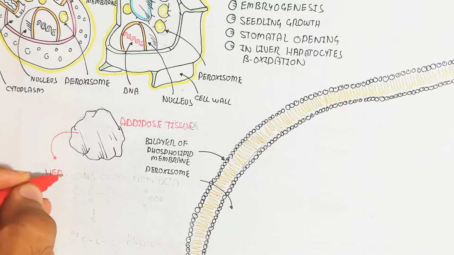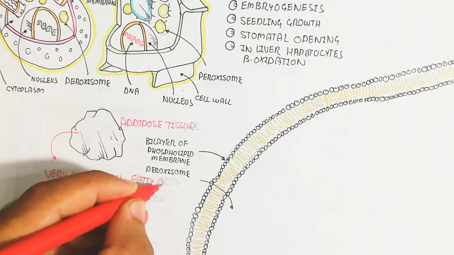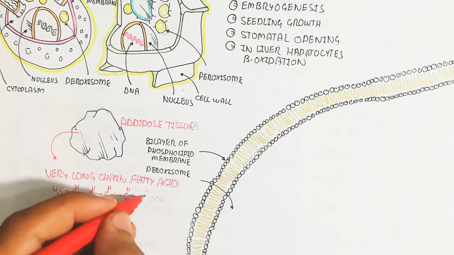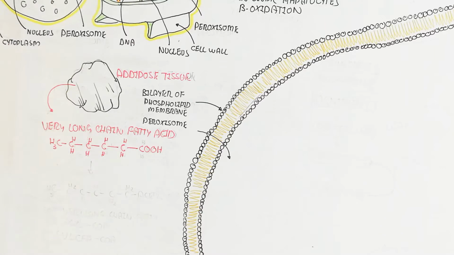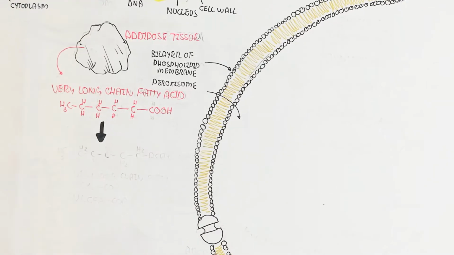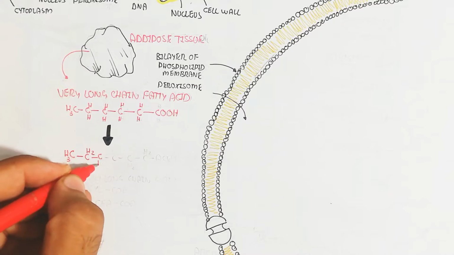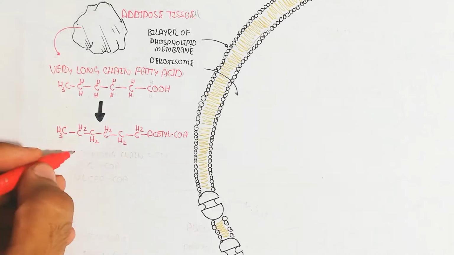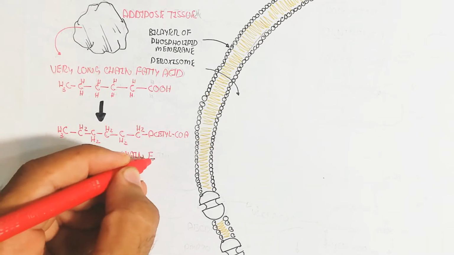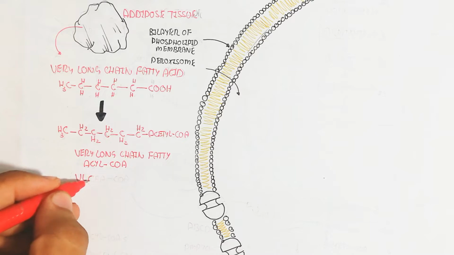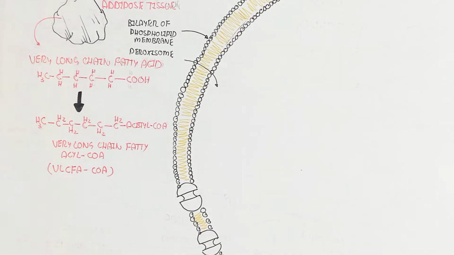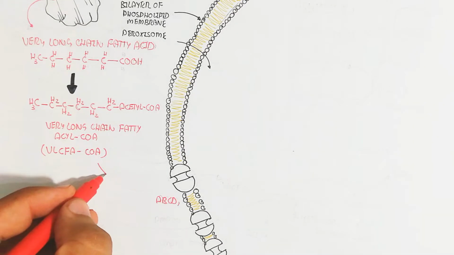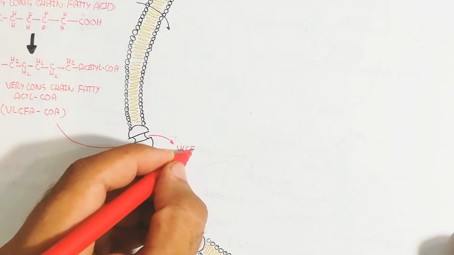The adipose tissue will produce very long chain fatty acid through lipolysis from triacylglycerol, converting it into glycerol as well as very long chain fatty acid. This will be converted with CoA addition through a CoA synthase enzyme, forming very long chain fatty acyl-CoA, known as VLCFA-CoA. It can be transported through the ABCD1 transporter channel into the peroxisome.